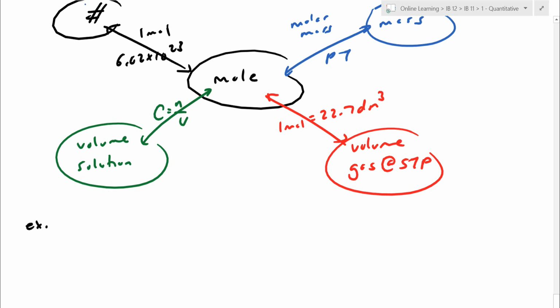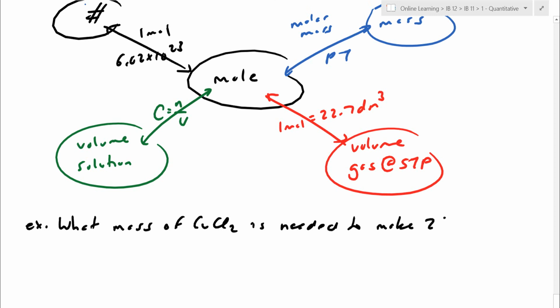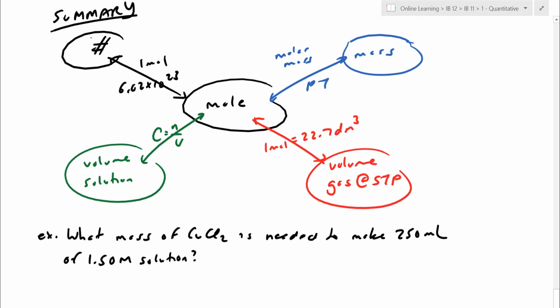Let's say, what mass of CuCl2 is needed to make 250 milliliters. So that's going to be a cup. 250 milliliters of 1.50 molar solution. As you start looking at this question here, we'll just sort of liken it to things that we've done before.